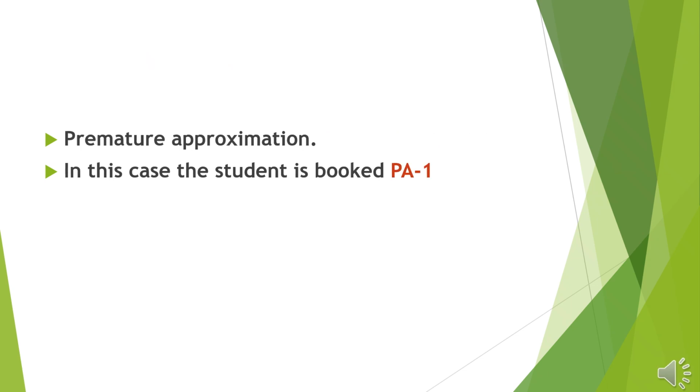For premature approximation, or we can say immature approximation, in this case the student is booked 1 mark. We said always work with a minimum of 4 significant figures. So to be on a safer side, ensure you work with a minimum of 4 significant figures to avoid losing 1 mark.